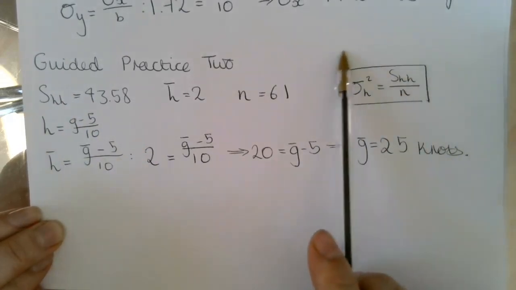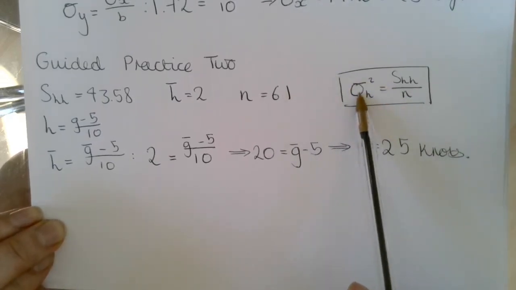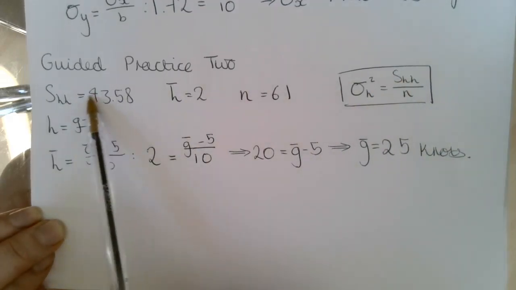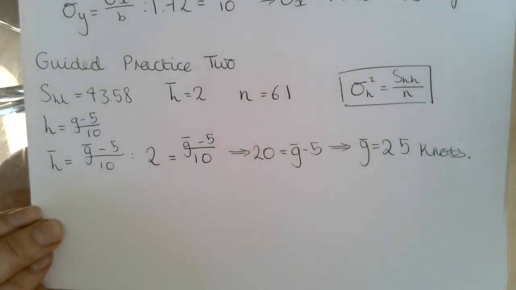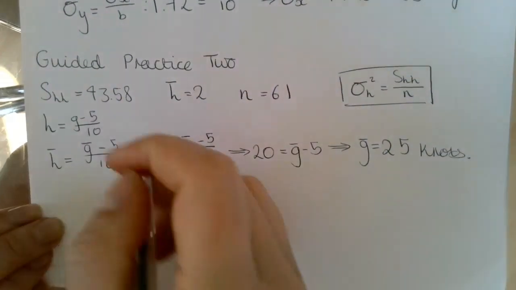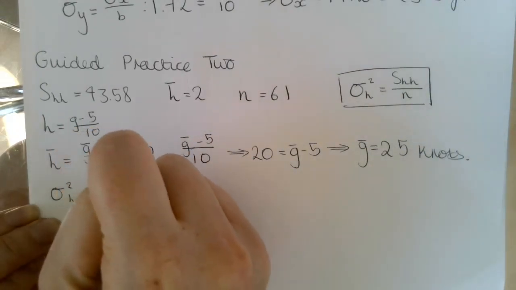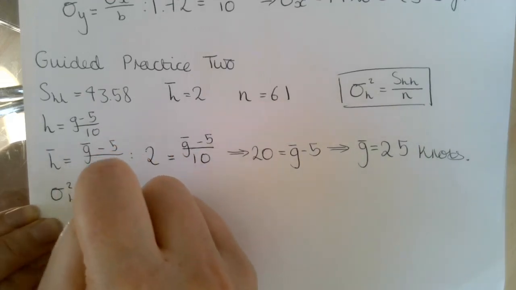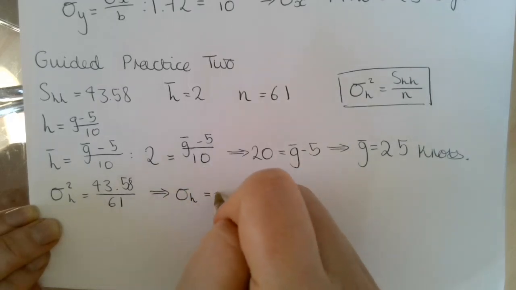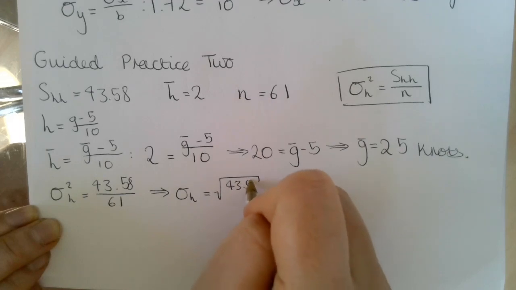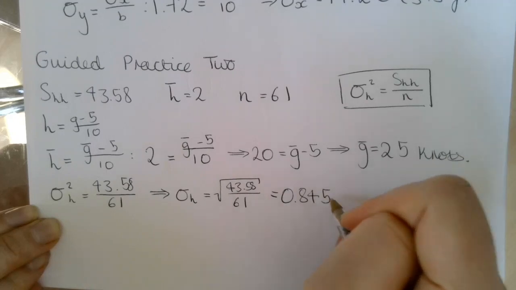Our standard deviation, well, we are given this value Shh. Now, from when you learnt about variance, you saw this formula here. So the variance of a set of data is this value Shh over n. So first of all, let's calculate the standard deviation of the coded data. So our variance of the coded data is 43.58 over n, which is 61, which means that our standard deviation is going to be the square root of this, which is equal to 0.845 and so on.